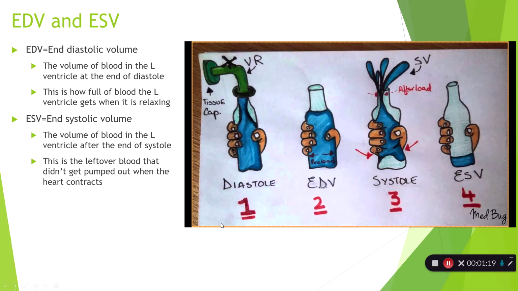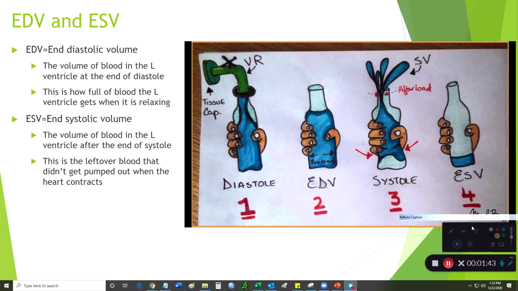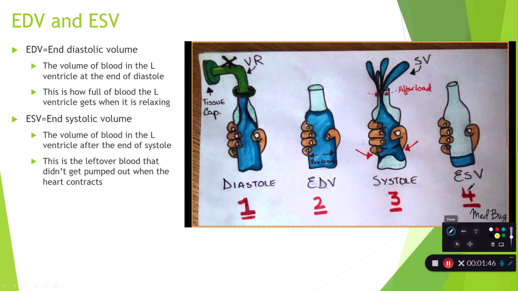So what diastole will do is this is when the heart relaxes. So your end diastolic volume is how much blood gets filled into the left ventricle as it relaxes. When you look to the end systolic volume, this is the amount of blood left over when the heart contracts. So if I am contracting or squeezing the heart like I am here with this water bottle, the amount of blood that gets left in the bottle after I squeeze is my end systolic volume.